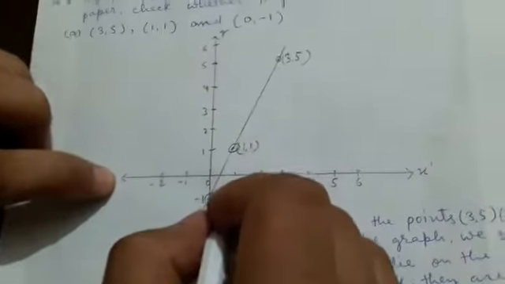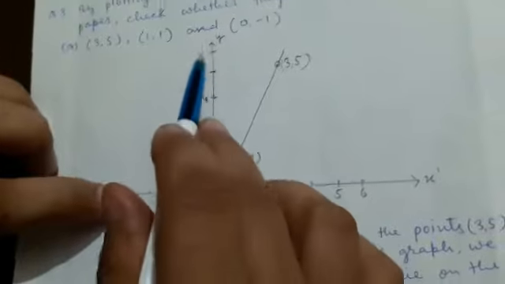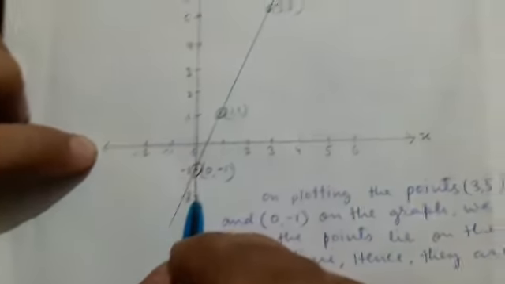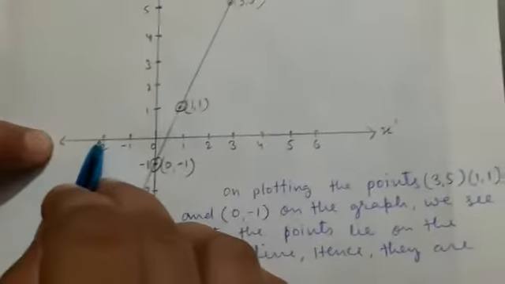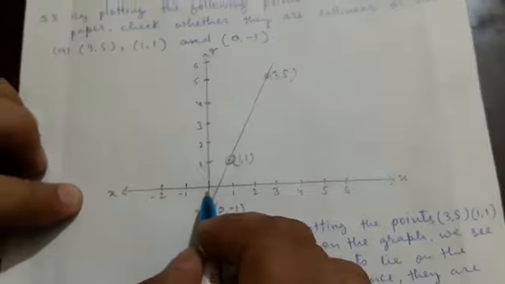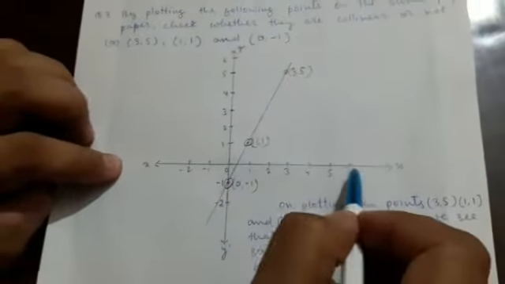We will first draw the x-axis and y-axis like this, and we will mark the units 1 2 3 4 5 6, and this side also 1 2 3 4 5 6, and this is minus 1, minus 2, this is minus 1, minus 2. This side it will be minus and this side it will be plus. Upside it is positive and downside it will be negative. This is the y-axis and this is the x-axis.